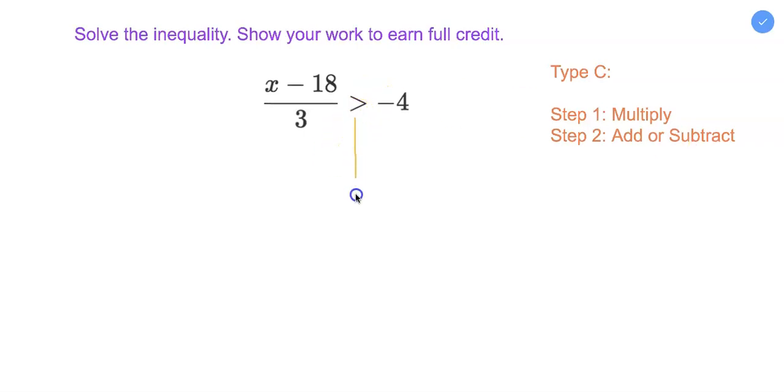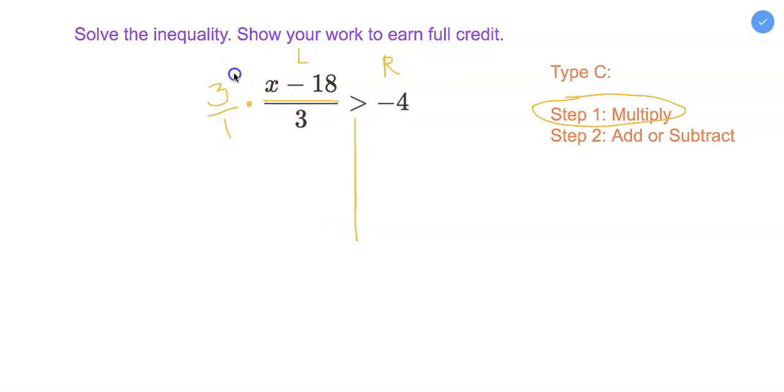Now, let's separate the left and the right side of the inequality with a line. And then let's think about the two numbers that are keeping x from being alone, that are keeping x from being isolated. That would be the 18 and the 3. Step 1, we need to multiply. So we need to figure out which number is separated by division, because the inverse of division is multiplication. The 18 is separated from the x by subtraction. The 3 is the number that is separated from the x by division. So the 3 is what we're going to multiply by.